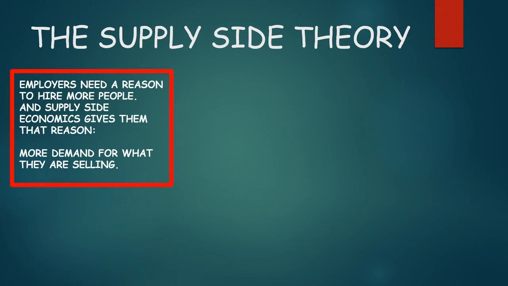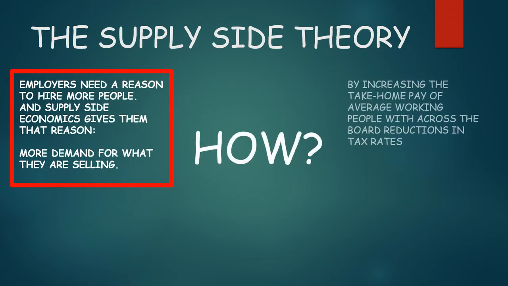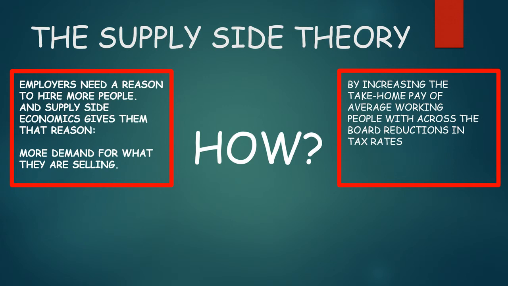Employers need a reason to hire more people, and supply-side economics gives them that reason. That reason is more demand for what they're selling. Now, how do we get there? Well, by increasing the take-home pay of average workers, you can increase demand. They do that through across-the-board flat rate reductions in the tax rates for people in their withholding taxes.